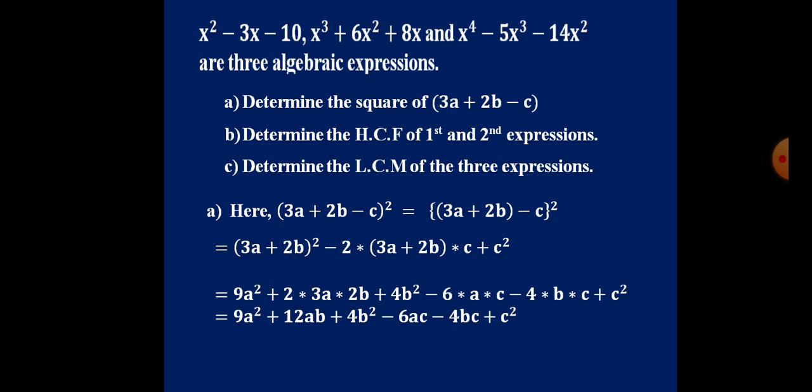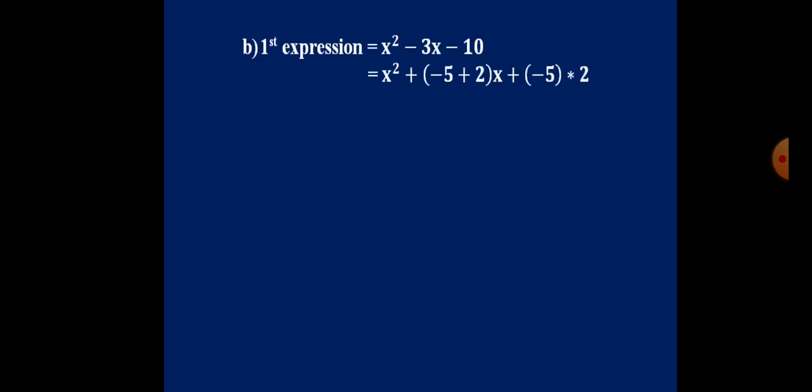So let us solve the second question of finding the HCF of the first two expressions. The first expression is x squared minus 3x minus 10. As you can see that the second term can be written as minus 5 plus 2x, and the third term minus 5 times 2, as it fits into the identity of x plus a, x plus b, so we can write it as follows: x minus 5, x plus 2.